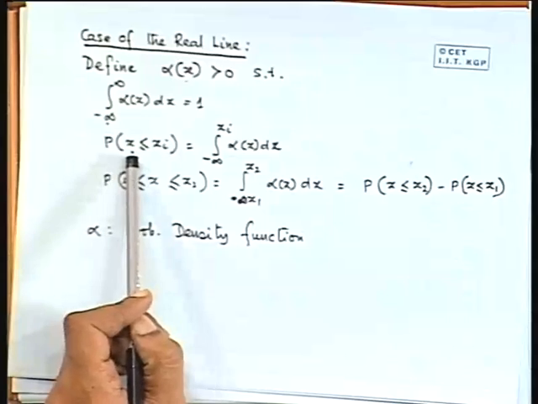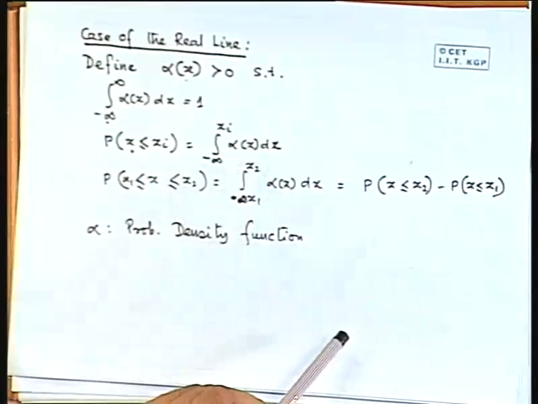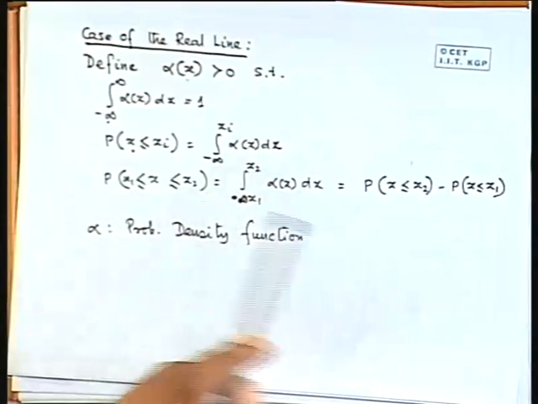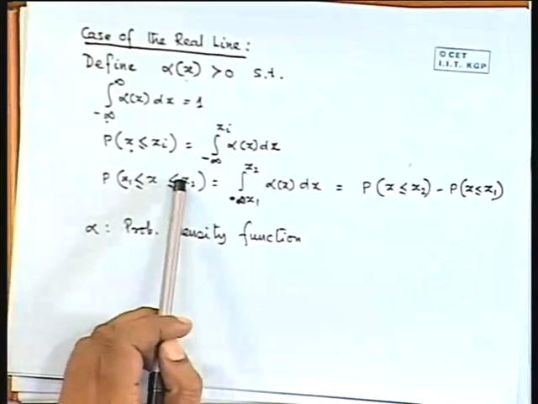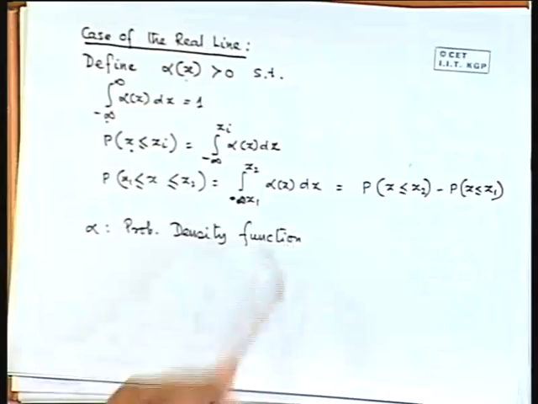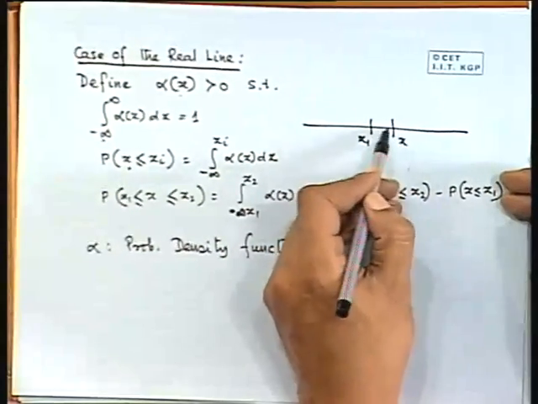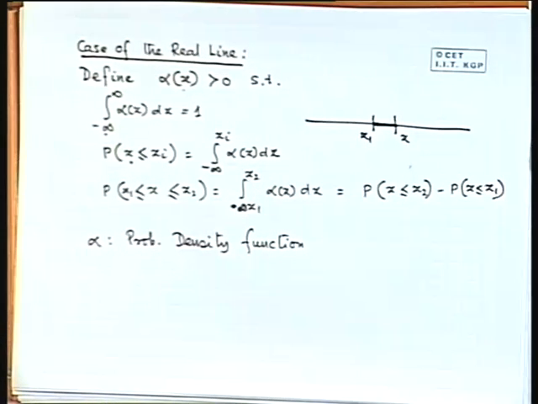So you define probability like this: the probability that x is less than or equal to xi is the integral from minus infinity to xi of alpha(x) dx. This is how the probability is defined. And now, what is the probability that x is less than or equal to x2 and greater than or equal to x1? This is x1, this is x2. So what is the probability that if you perform an experiment or a trial, the outcome of x is going to be a value in this range?